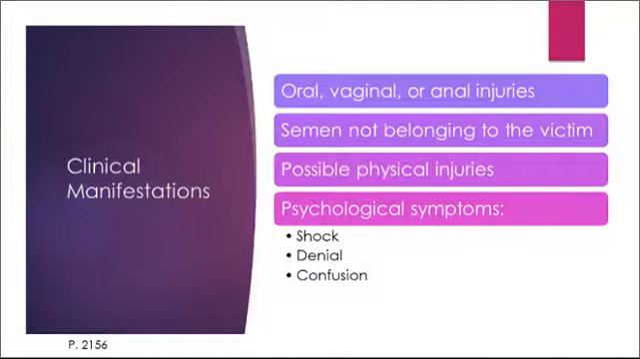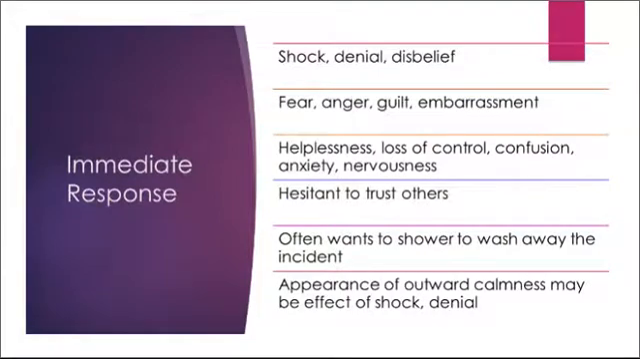Oral, vaginal, anal injuries, semen not belonging to the victim, possible physical injuries, psychological symptoms of shock, denial, confusion. Varies depending on the gender of the assailant and the victim, and physical violence during the rape. Internal injuries include bleeding. There can be long-term physical complications like pelvic or back pain, frequent headaches, GI disorders, pregnancy complications, sexually transmitted infections. Also, headaches and GI upset may result from stress as well as physical injury.